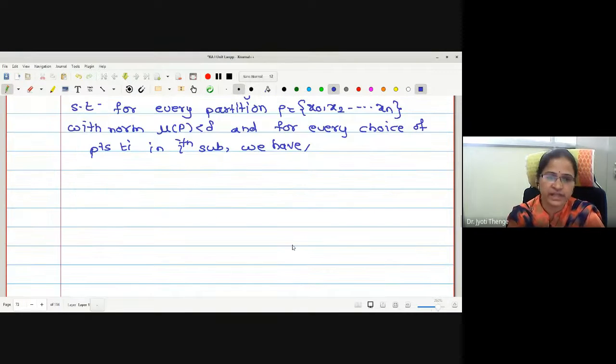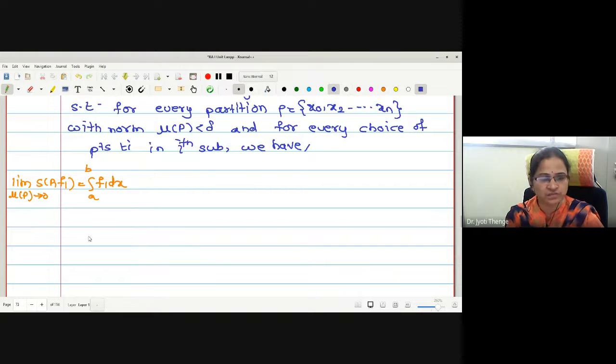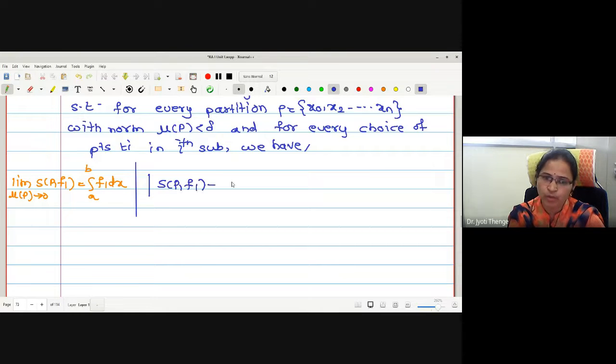Yes, function f1 is integrable. Epsilon delta notation I am writing. What is another, limit definition? Limit norm of P tends to 0, S(P, f1) equals integration a to b f1 dx. But in this discussion, we were writing the epsilon delta form of this definition. What is epsilon delta form? Mod of S(P, f1) minus integration a to b f1 dx is less than epsilon, where norm P is less than delta.